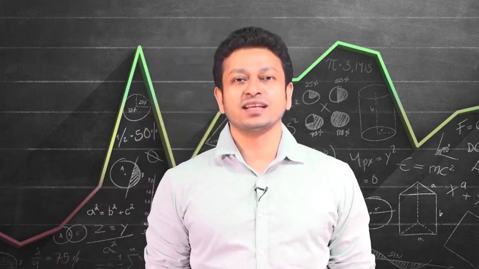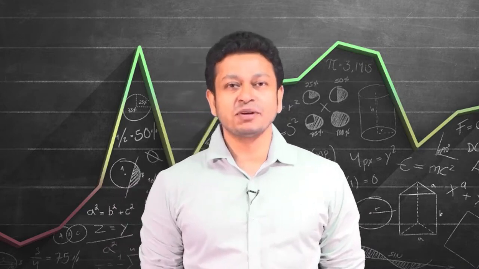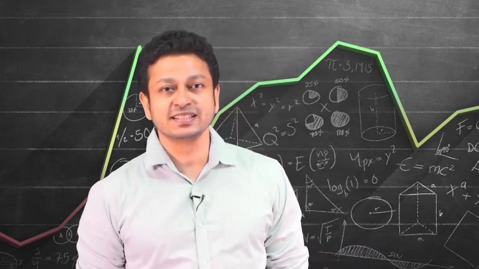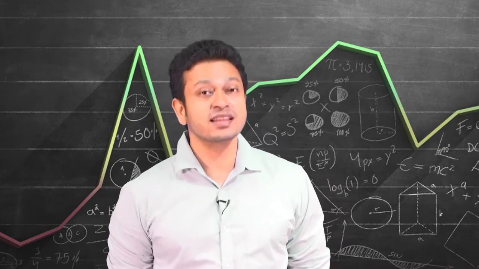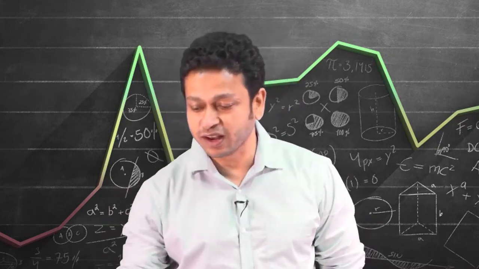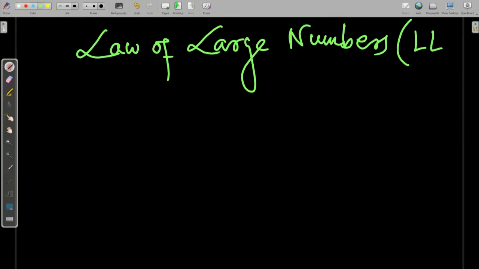Hello and welcome back to the lecture on applied econometrics. So, we have been talking about some natural laws, and in the previous lecture we talked about the central limit theorem. Now, in today's lecture we are going to talk about another important natural law, which is the law of large numbers, or we sometimes call it LLN, in short.